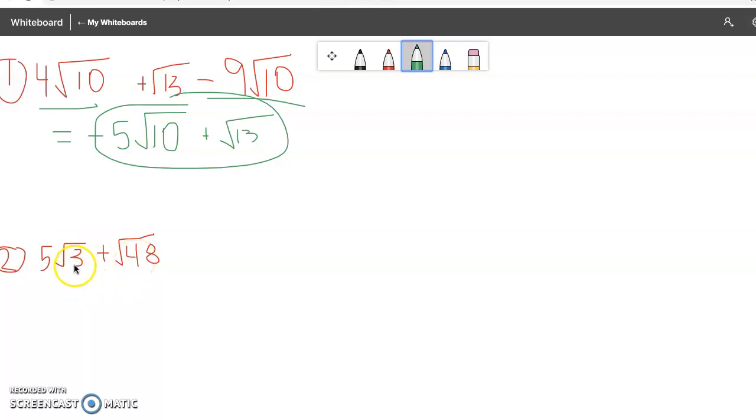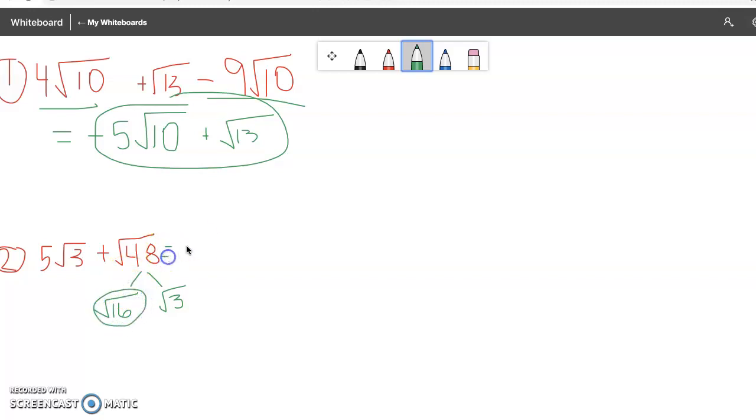So we want to think, well, I want something that has a radical 3. So does 48 have a factor of 3? Yes, it does. If I break this down, and again, that's where you want to review those videos that I had shared on how to simplify radicals, I know 3 goes into 48 evenly because 48 divided by 3 is going to be 16. So I see a radical 3 coming in, so I can start to rewrite this radical 48. I also know that the square root of 16 is a perfect square.